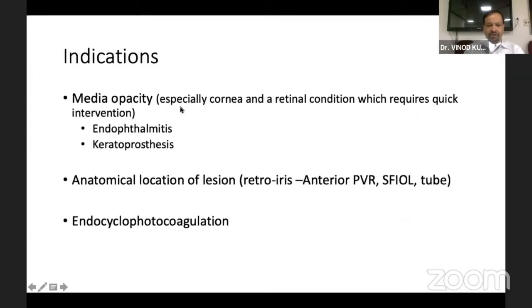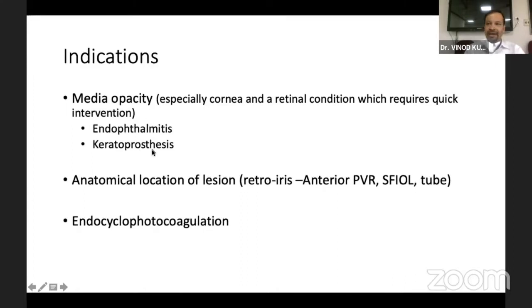Indications, as is obvious, would include media opacity, especially corneal conditions which are not easy to tackle, and retinal conditions which require quick intervention. For example, endophthalmitis or retinal detachment would be on the high priority list. The reason being, we may tackle the cornea with a graft, but by that time the retinal condition may progress and lead to poor visual outcome. So in conditions like endophthalmitis, where there is involvement of the cornea and extensive involvement of the AC with pupillary membrane and exudates, one may resort to the endoscopy method to tackle the posterior segment.